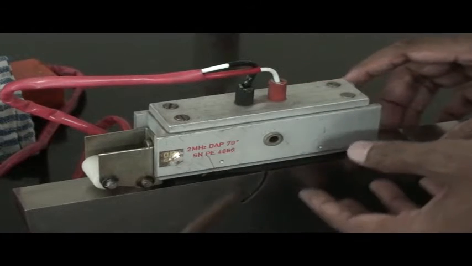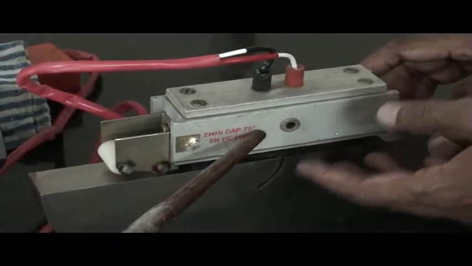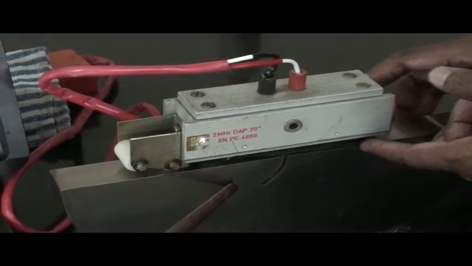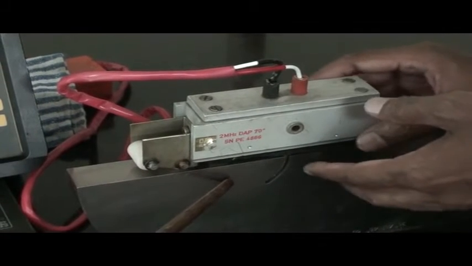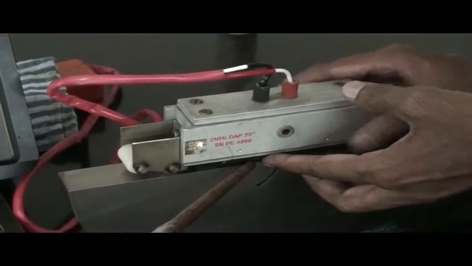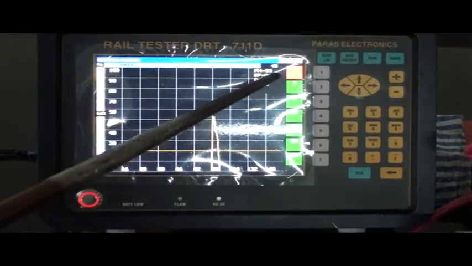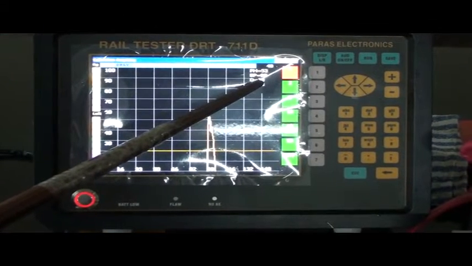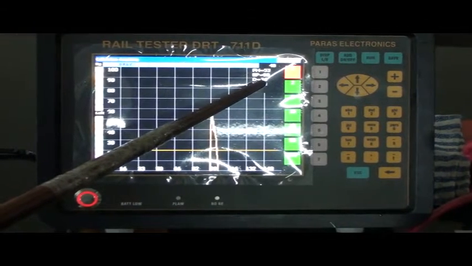For that we have to use the 70 degree 2 megahertz probe and this IIW block. When we place this probe at this location and the height of this echo is maximum, at that time we have to see the beam path. The beam path is as per this IIW block; it is the radius, so it is fixed at 100. So we have to make that beam path 100.